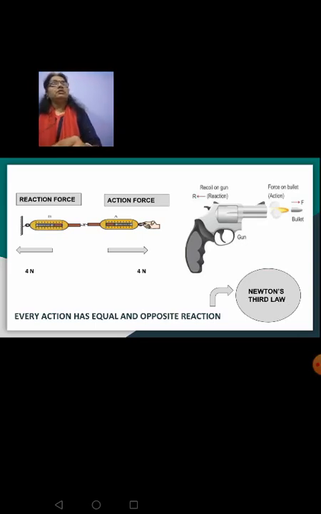Now, the same thing happens when you throw a rubber ball on the ground. It's your action force. The ground also exerts an equal force in the opposite direction, because of which the ball is bouncing back to you.